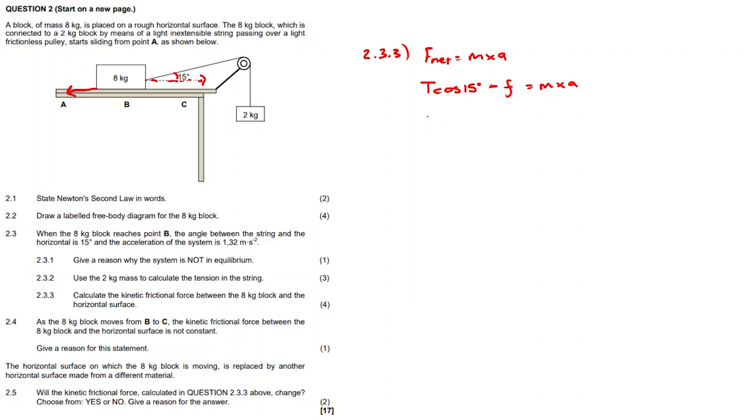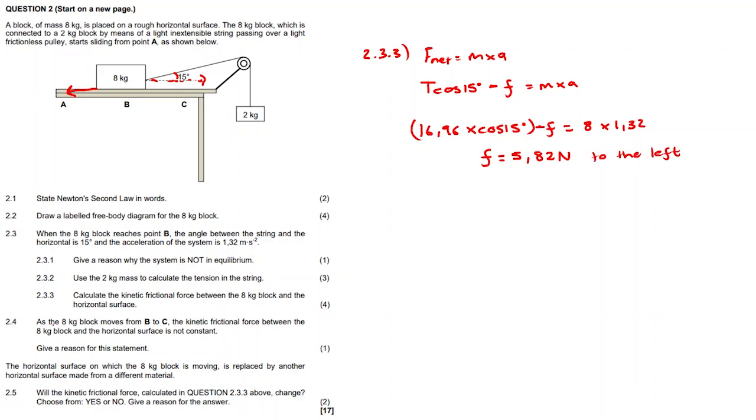We know from the previous question that T is equal to 16.96, so we say 16.96 times cos 15, you can put this in a bracket, minus F is equal to 8 kg, which is the mass of the block, times its acceleration, which they have given to us. When we plug all of that into the calculator, you get friction to be equal to 5.82 newtons. Since it says calculate the kinetic friction force, we do need a direction, and it's going in this direction, so therefore to the left.